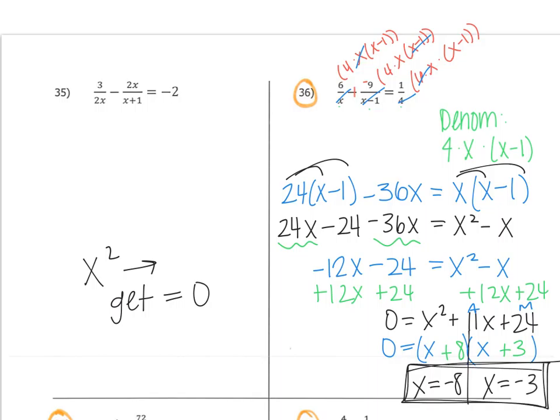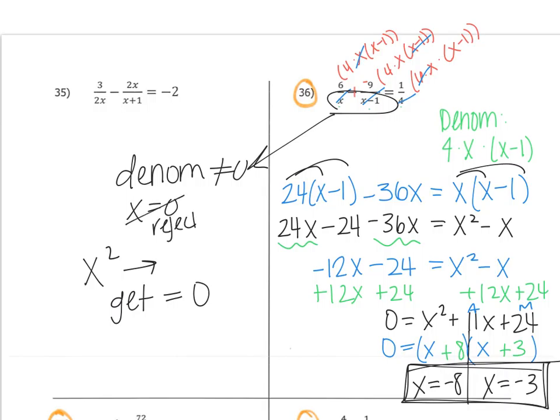The only time you should be checking, or the times that you do need to check your answers, are when you have denominators with something like x or x minus 1. Your denominator cannot be equal to 0. So say you got an x value of 0, we would have to reject it. Because if I plugged in 0 right here in this first fraction, I would have 6 divided by 0. That just doesn't work. You can't divide by 0. So you reject it. In this case, with the x minus 1, if I got, say, x equals 1, 1 minus 1 would give me 0. So I'd have to reject this.